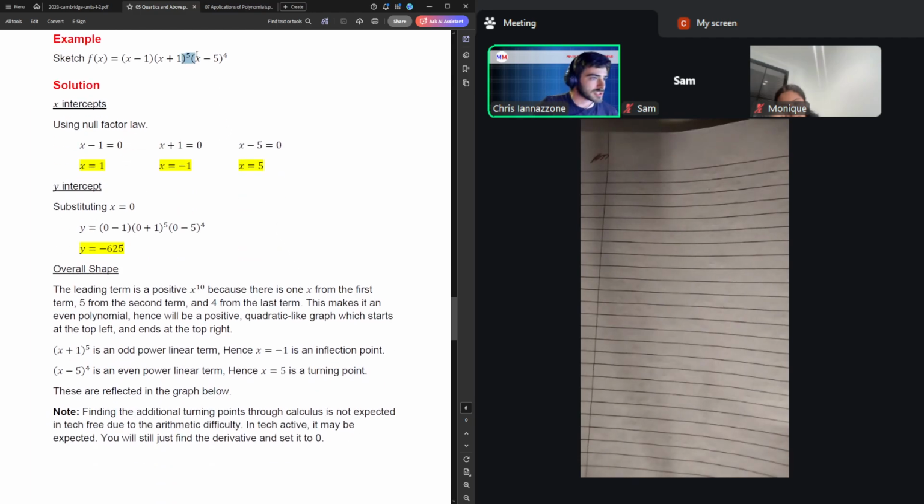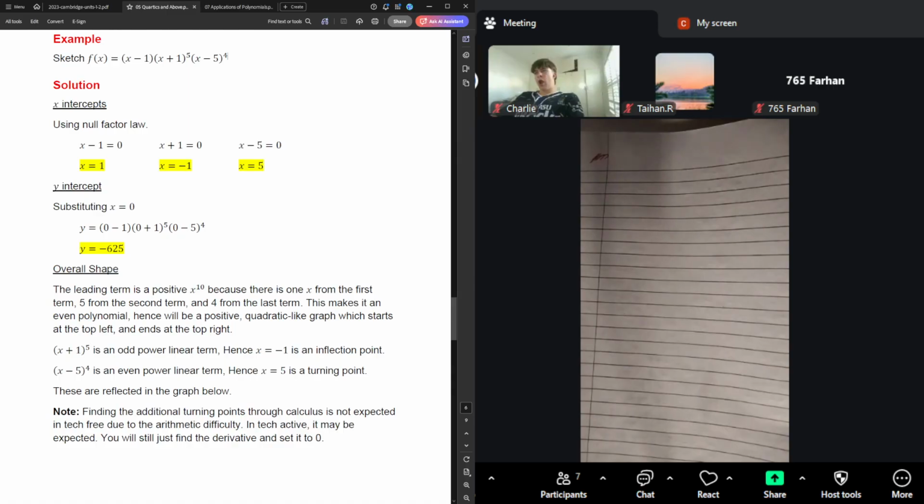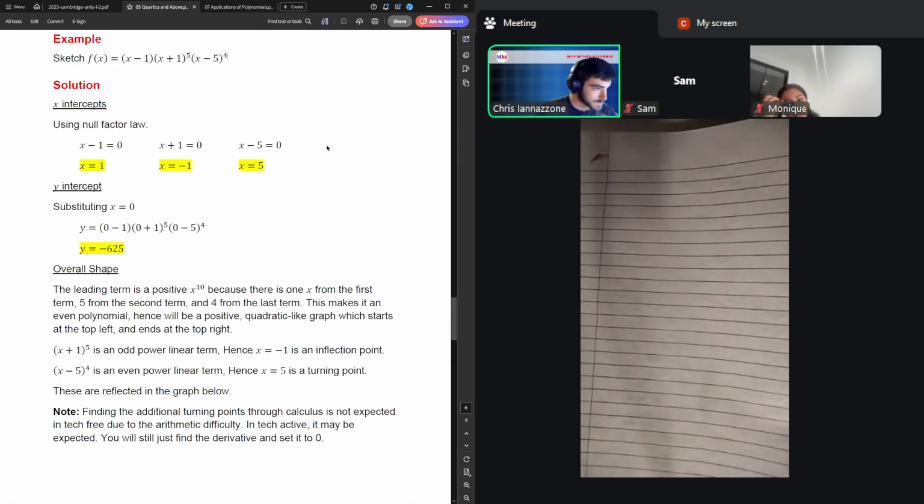And so to take it to the extreme, we're not actually looking at a quartic here. This is a power of 10 function. Mainly there just to demonstrate the concept. Doesn't matter what numbers are thrown at you. The only things you're really looking for are whether it's odd or even.